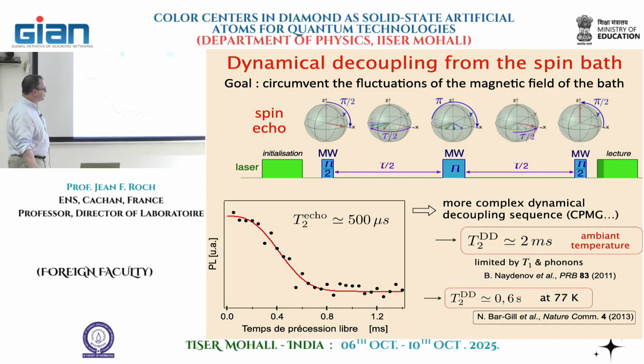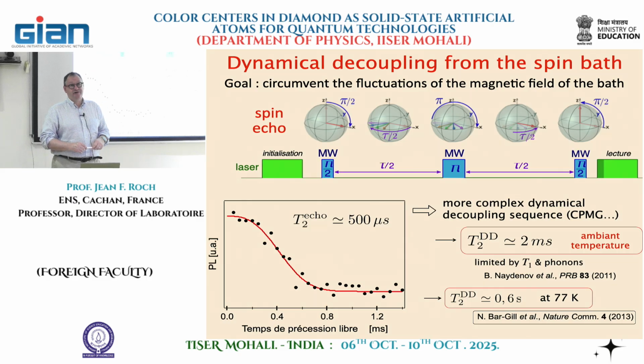The value you can reach with these complex decoupling sequences is at the end limited by two parameters, not anymore the spin fluctuation of the bath, but the T1 time, which is the time at which the NV will come back to thermal equilibrium, and also the interaction with phonons in the matrix that you cannot really compensate with this scheme. And the T2 is about 2 milliseconds, the kind of limit that you can achieve.